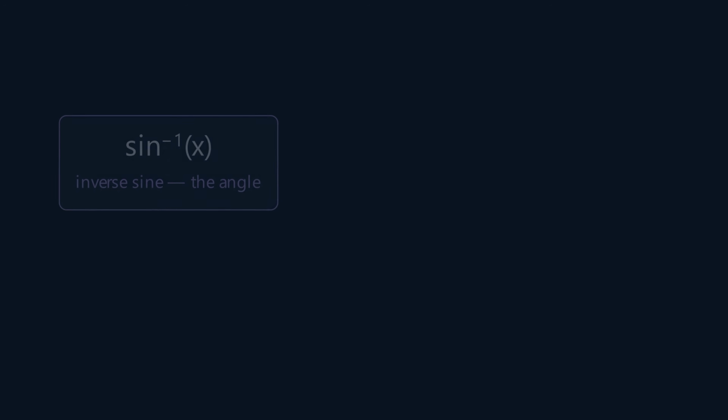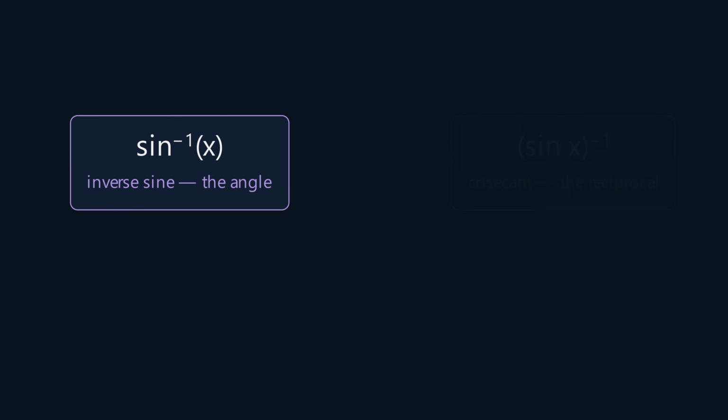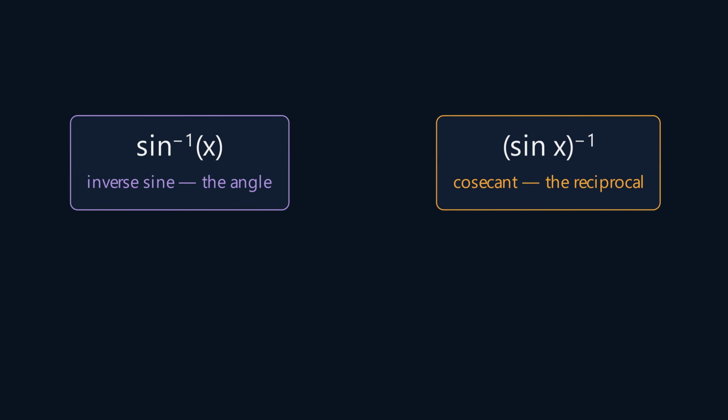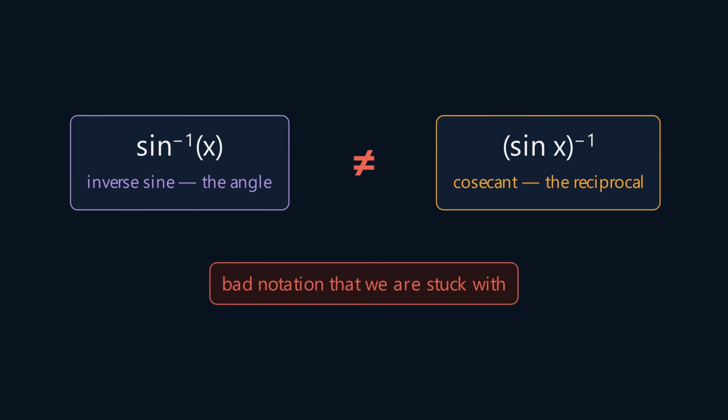Now the notation warning, and it matters. Inverse sine is often written as sine with a superscript -1. That does not mean 1 over sine. 1 over sine is cosecant, which is a completely different function. Sine to the power -1, in this one context, means the inverse. It is bad notation that we are stuck with, so write arcsine when you can.